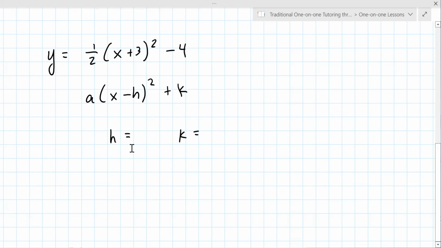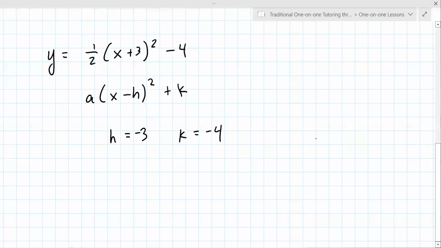3. Okay, so it's always the opposite of whatever's inside the parentheses for h. So what is the opposite of 3? -3. -3, yeah. And k is always this other number. So k is -4. And it's easy to get wrong. It's easy to be like, oh, is it 3, -4 or -3, 4? You've got to go slow when you're doing this. Keep it simple.